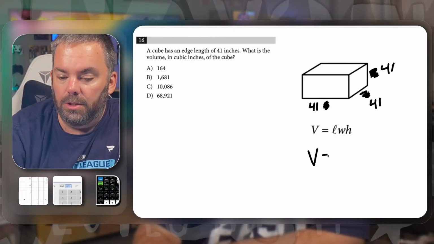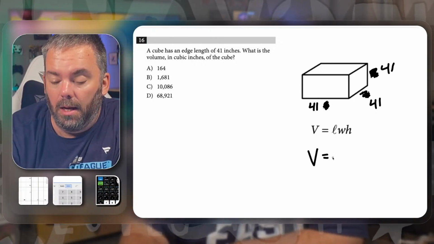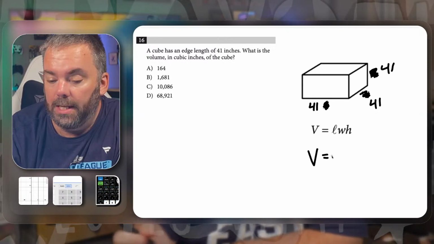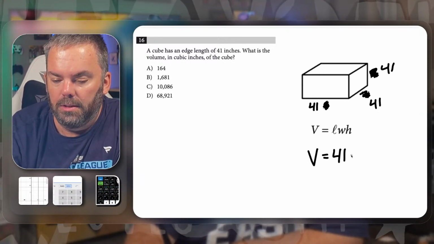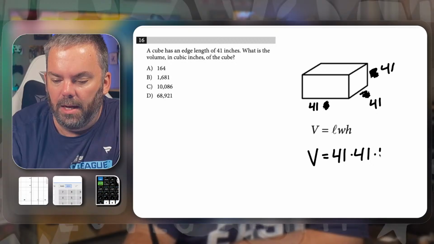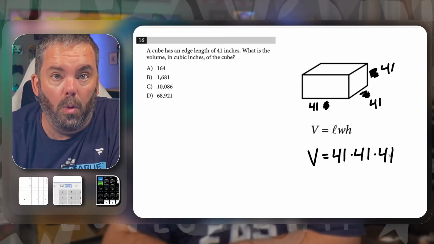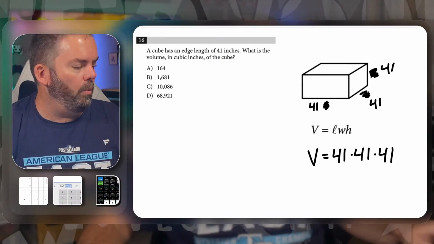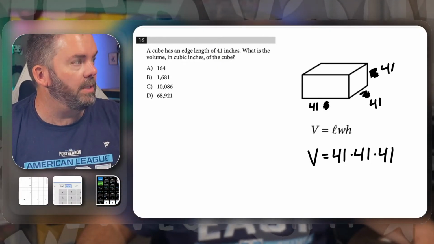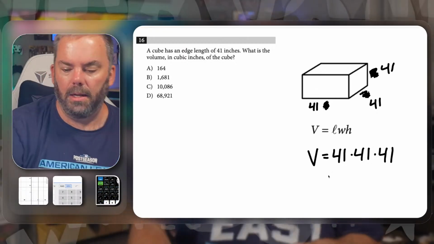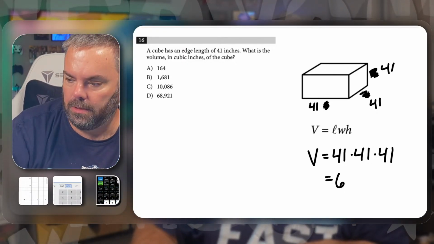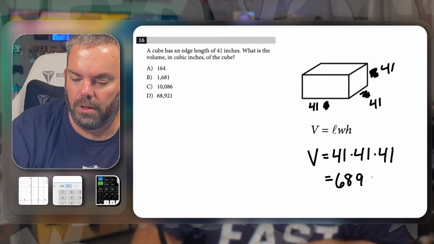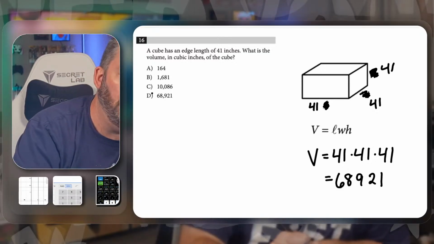Well, since a cube is just a special type of rectangular prism, length times width times height, we just have to do 41 cubed, right? Because we're talking about a cube. All right, so what happens if we do 41 times itself 3 times? We get 68,921. And that is exactly D.